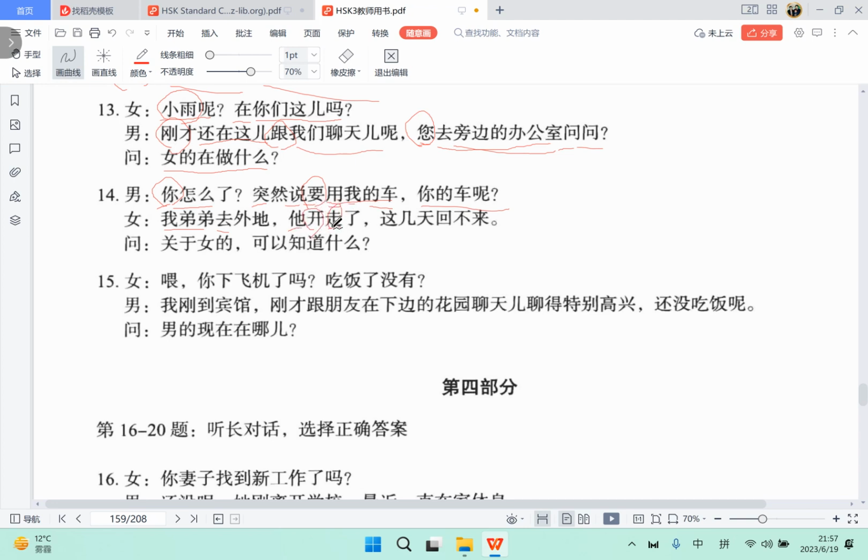So 走 out here is the result complement, means the action has been done. So he drove it away. 这几天 these days 回不来 so can't go back. So it's not possible for him to come back these days.